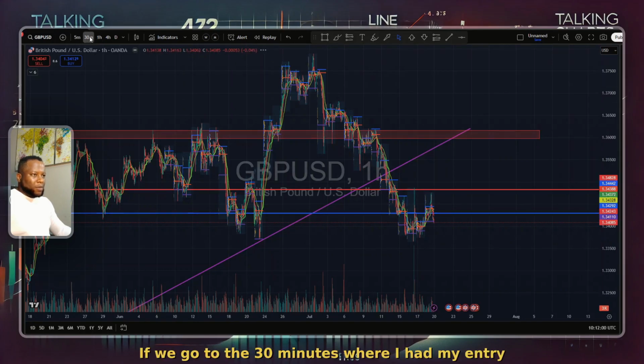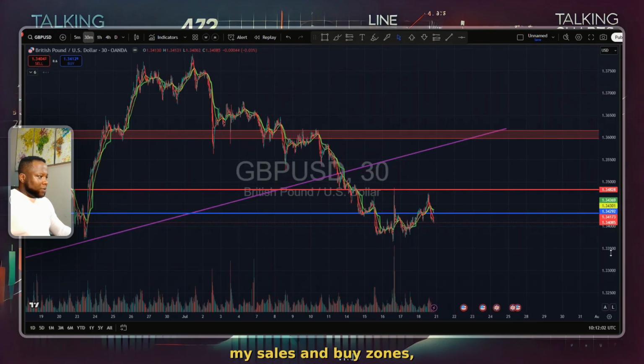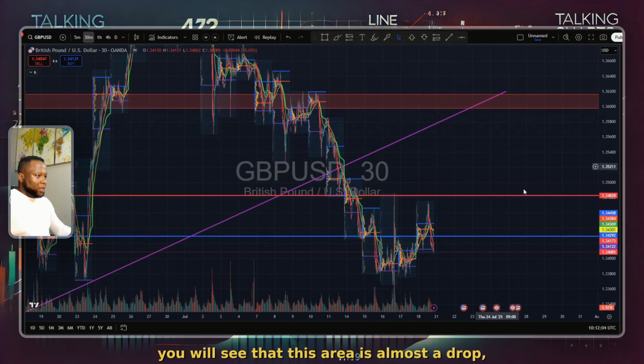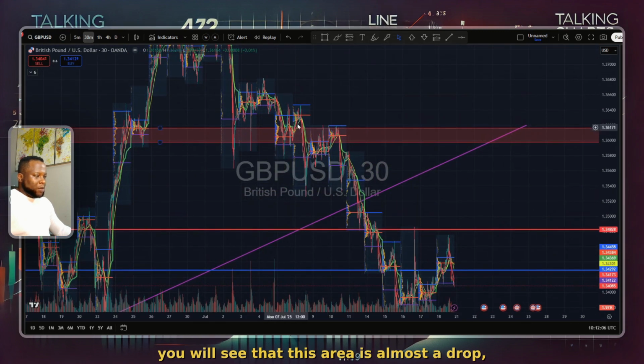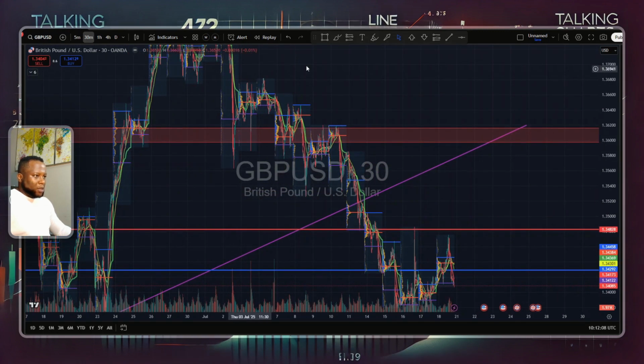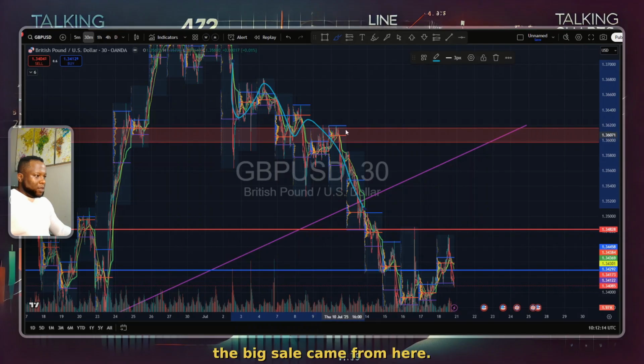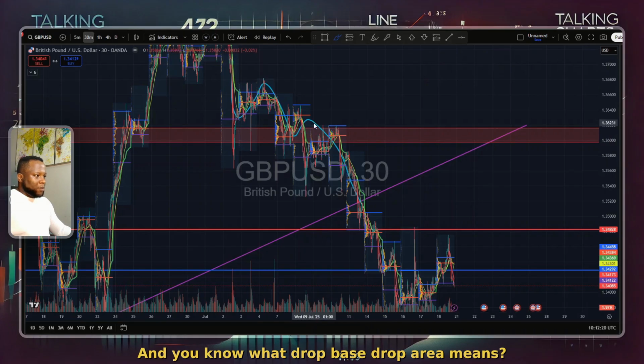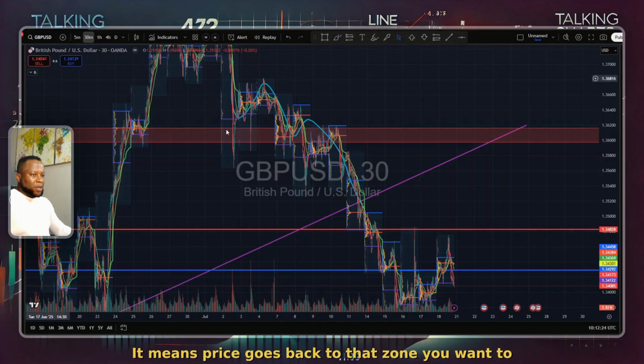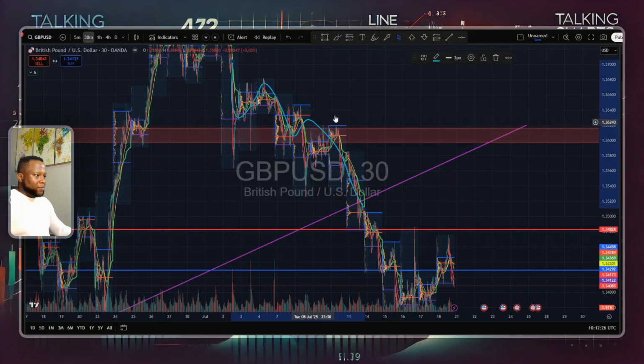If we go to the 30 minutes where I had my entry points, my sales and buy zones, you will see that this area is almost a drop-base-drop area, okay? So here price dropped, then the big sale came from here, which means we have a drop-base-drop area. For supply areas, it means price goes back to that zone and you want to look for sales.